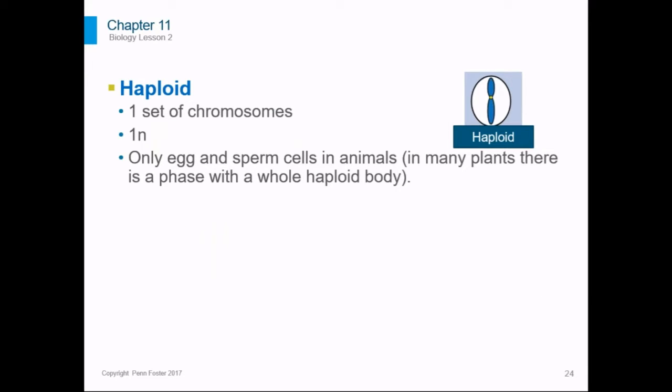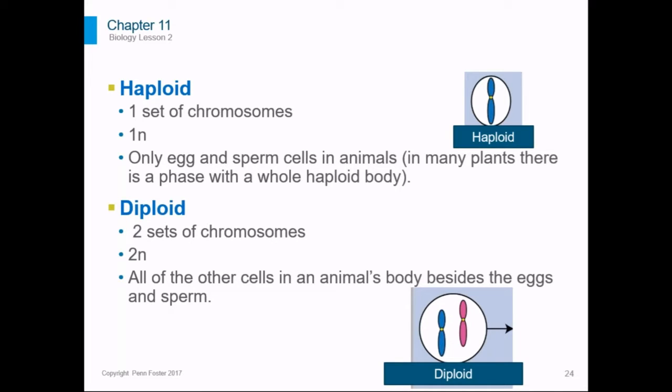So before we go any further, I want to really drill these terms into your head. Haploid means one set of chromosomes. It's called 1N, and only egg and sperm cells in animals are haploids. Now, in many plants, there's a phase with a whole haploid body, but if you think in terms of animals, it's just the egg and sperm.